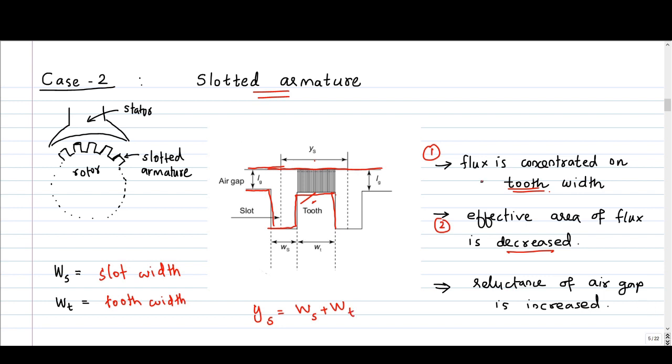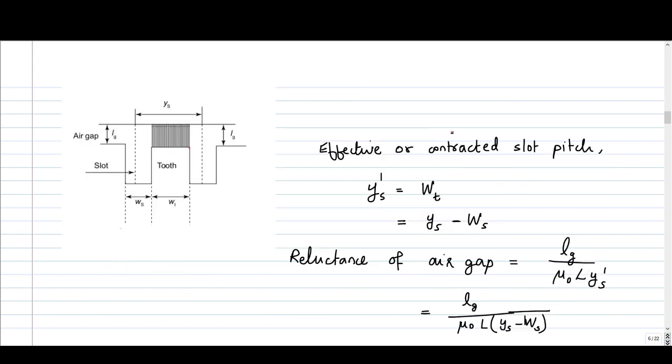Okay, so now we have to calculate the reluctance of the air gap. So reluctance of the air gap is given by L by mu A. There is no change in the length of the air gap. It is LG as before, but area is different. So now the length over which the flux is distributed is changed to YS dash. Okay, suppose this is YS dash. And what is YS dash? YS dash is identical to WT, width of the tooth.